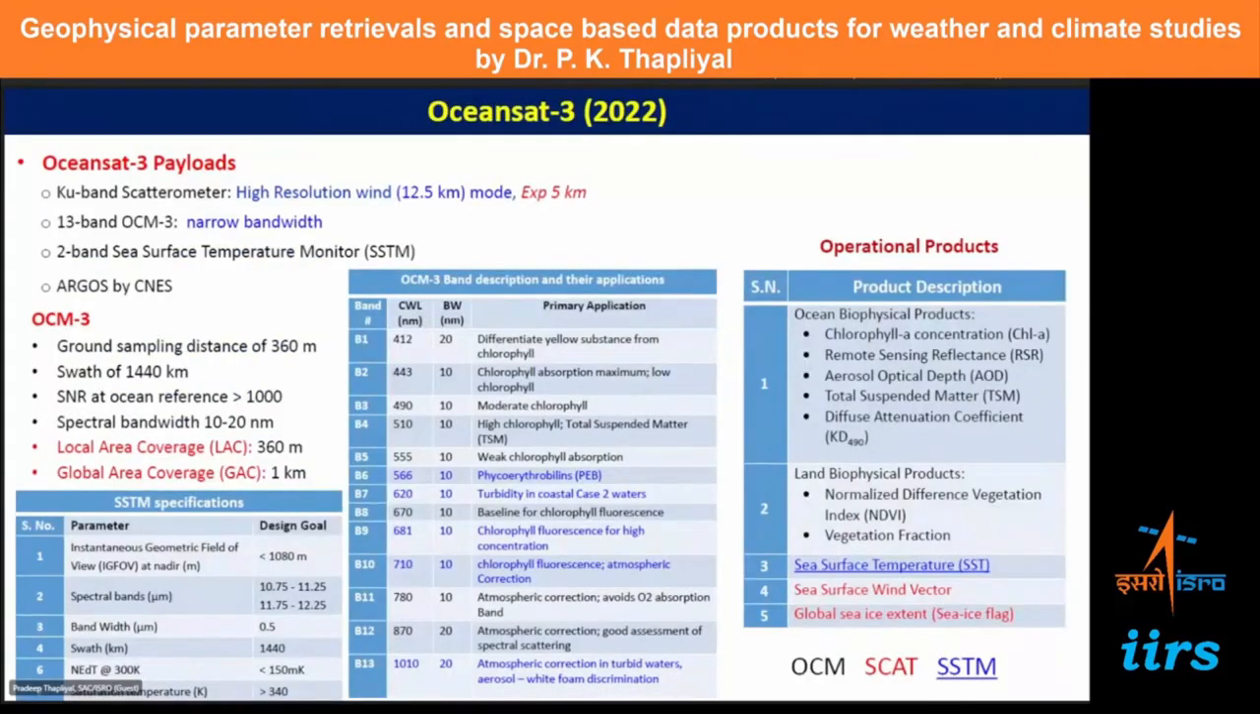Now OceanSat-3, which was recently launched, you can see here this also has a scatterometer, a high resolution scatterometer, then a 13-band OCM, and a 2-band sea surface temperature monitor for high resolution sea surface temperature. Unfortunately, right now SSTM is not working, so you only have scatterometer wind from the satellite for atmospheric applications.